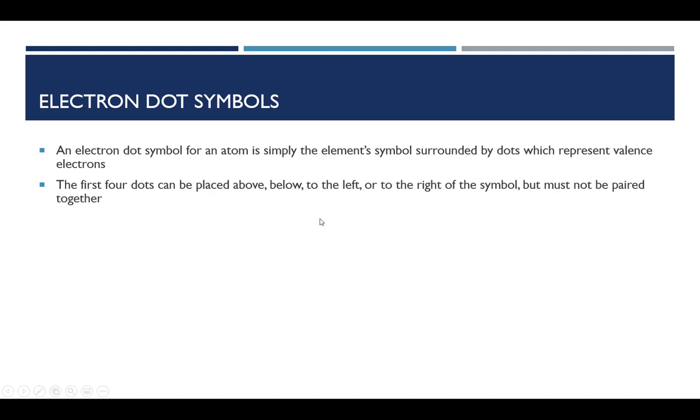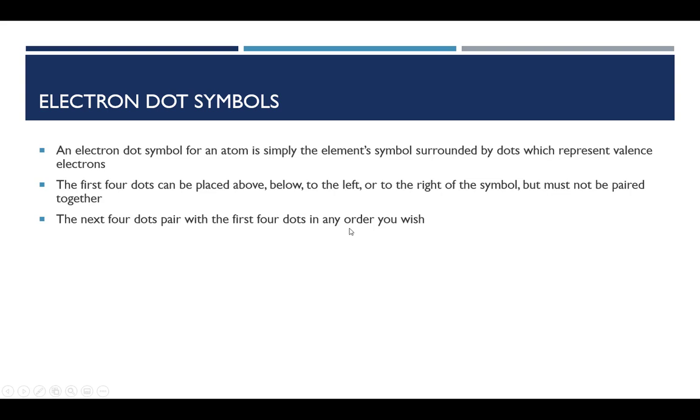The second dot that you add can be in any of these positions, but you cannot pair it up with the first dot. So you could have a dot above and a dot below, or a dot above and a dot to the right, just so long as they're not paired. When you get to 4 dots, the only way to do that is to have 1 dot above the symbol, 1 below, 1 to the left, and 1 to the right. When you go on to the next 4 dots, you have to start pairing them. But again, you can pair them in any order you wish.